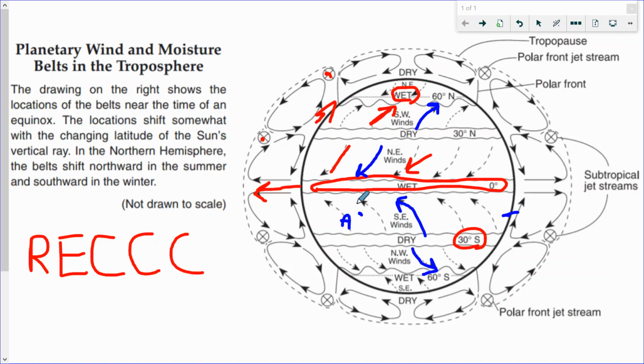Average climate, okay? At 0 degrees, it's wet. At 30 degrees each way, it's dry. And then there's another wet belt. Those are the kinds of information that you'll be asked about. Let's look at a few practice questions on those. And hopefully this chart makes sense.